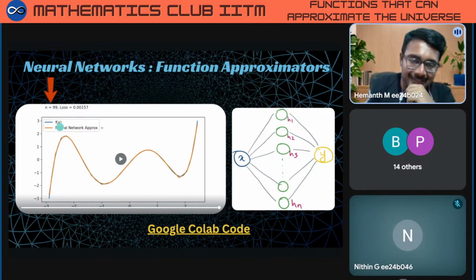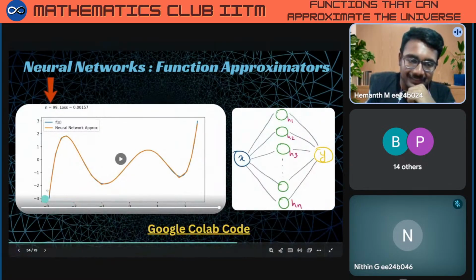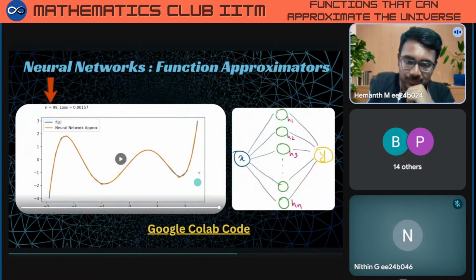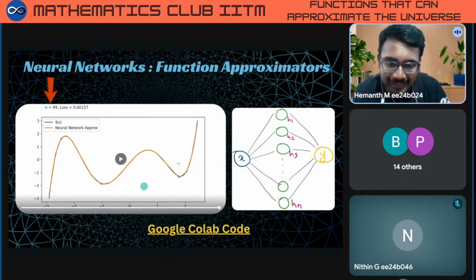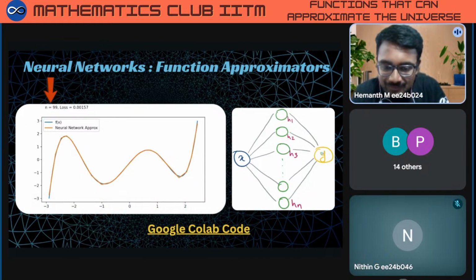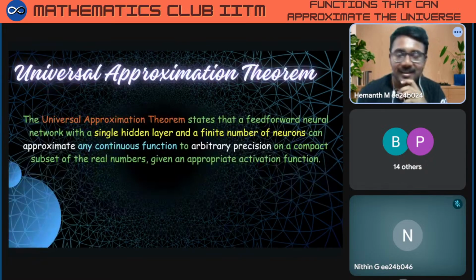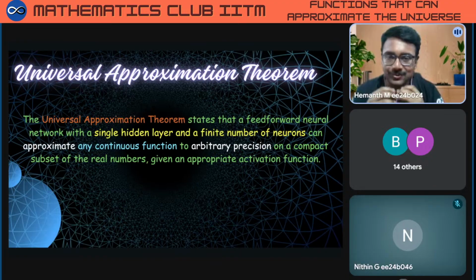So with 99 such perceptrons, this is the kind of approximation that you can get. And you can see that this is quite accurate enough. We can make it much more accurate by increasing this to higher values. But for now, this was the key takeaway from here. So now comes the most important part of this session, that is Universal Approximation Theorem.